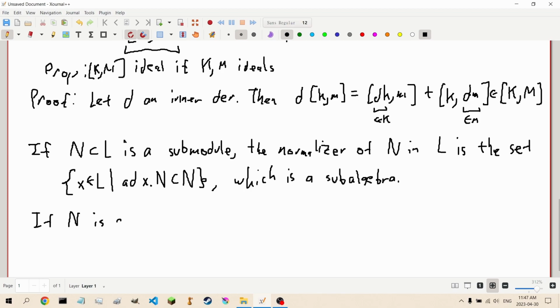If N is a subalgebra of L, of course, its normalizer is an ideal. Alright, and so that is a start.